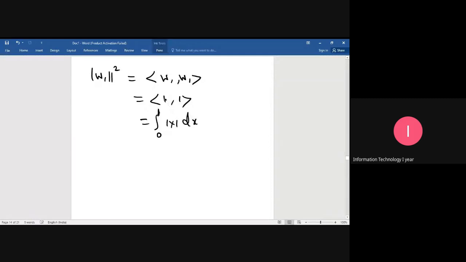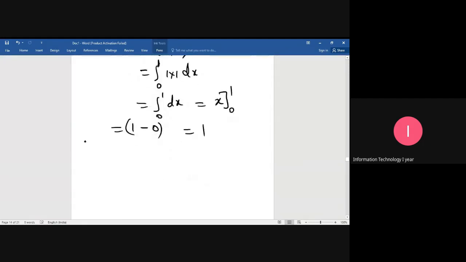Here f of x is 1 and g is 1. So this is the integral from 0 to 1 of 1 into dx, it is dx only. The integral of dx is x, from 0 to 1. Apply the limits now. Upper limit, substitute x by 1, minus the lower limit, substituting x by 0. It is 1 minus 0. So what is the answer? 1. Therefore, norm w1 square is 1.